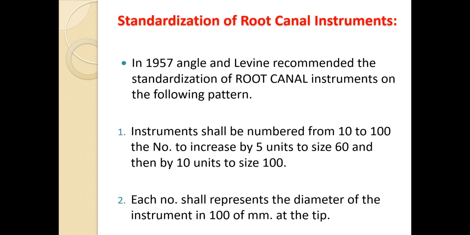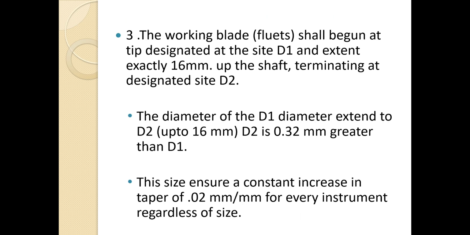Standardization of root canal instruments. In 1957, Angle and Levin recommended the standardization of root canal instruments on the following pattern. Instruments shall be numbered from 10 to 100, the number to increase by 5 units to size 60 and then by 10 units to size 100. Each number shall represent the diameter of the instrument in hundredths of a millimeter at the tip.